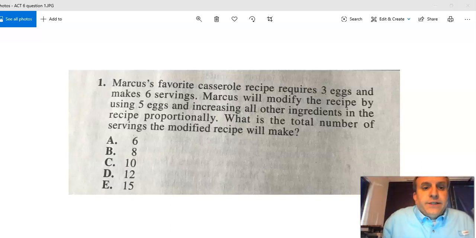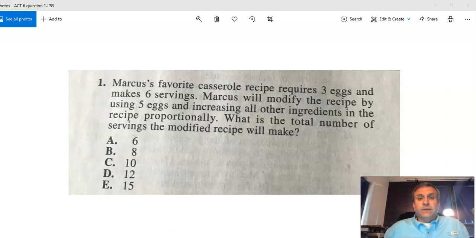All right, students, here is your review for your ACT test tomorrow. I didn't block out the answers this time, just because of time. So anyway, we're going to go through these fairly quickly, so just pay attention to each one.